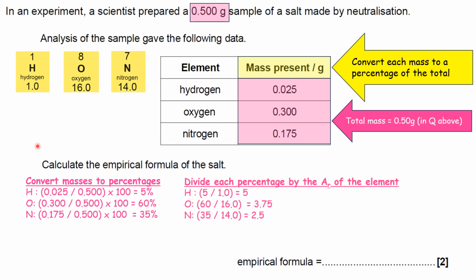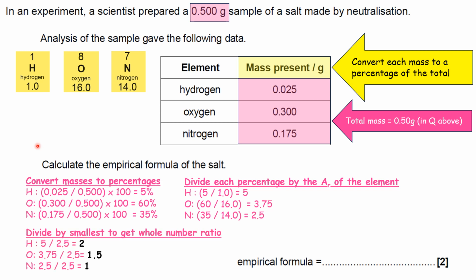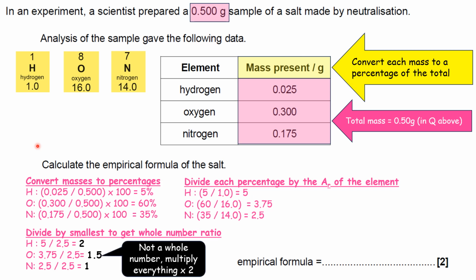Then you divide each percentage by the relative atomic mass of the element using the general technique we talked about a moment ago. So that gives you a ratio of 5 to 3.75 to 2.5. Now obviously that's not a whole number ratio either. So you have to divide by the smallest to get a whole number ratio, and we end up where we were before. Obviously you have to multiply everything by 2 to get rid of the 1.5, which gives you H4N2O3. So either way it takes you to the right answer.